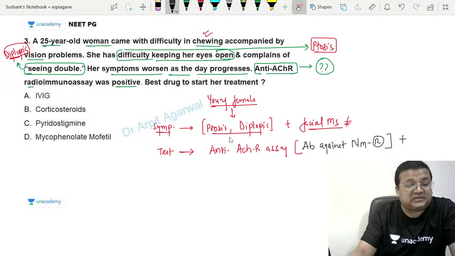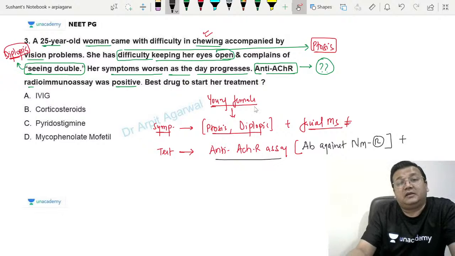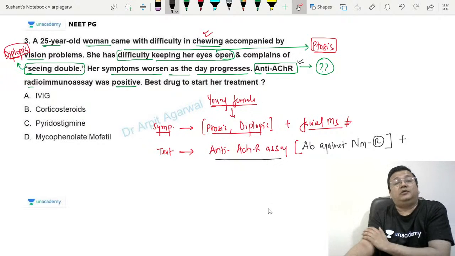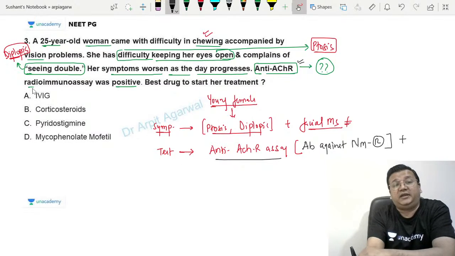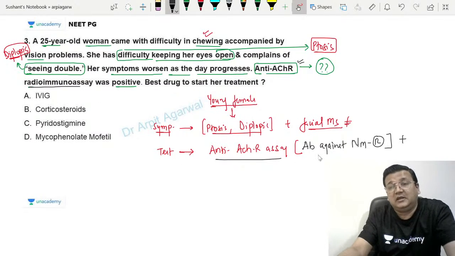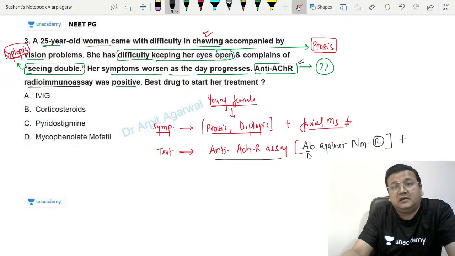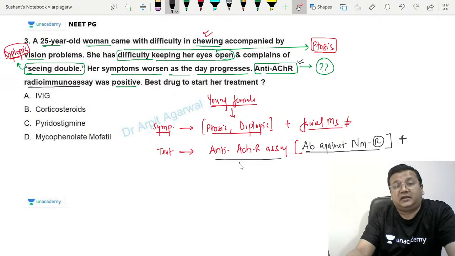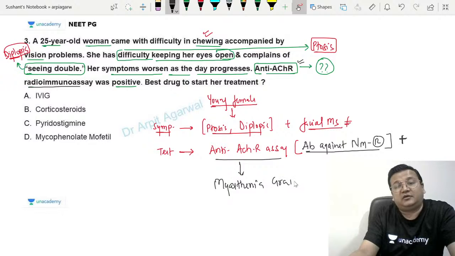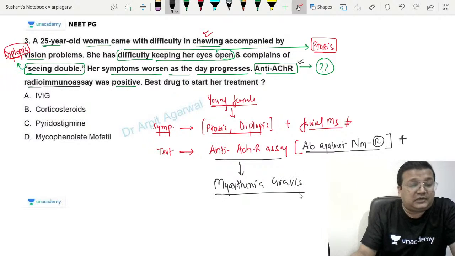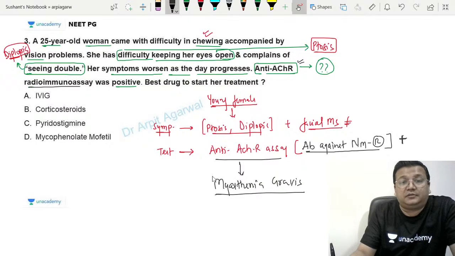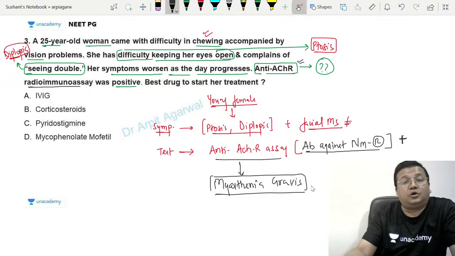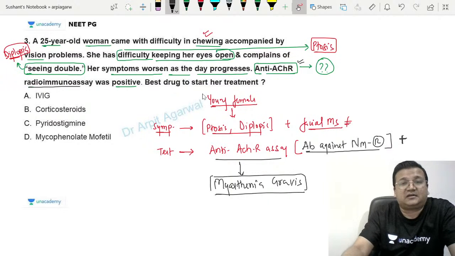So you see, this is what is given in the question. In this language, it is given as anti-acetylcholine receptor. A radioimmunoassay was positive. Radioimmunoassay is used to detect antibodies. So we are basically inferring that antibodies against the NM receptor are present in the patient. The diagnosis, I think, is very well confirmed. The diagnosis is myasthenia gravis. I hope everybody agrees. Anybody who is not clear? Yes, Reena, are you clear on the diagnosis? Myasthenia gravis, an autoimmune disease. Autoimmune diseases are common in young females.